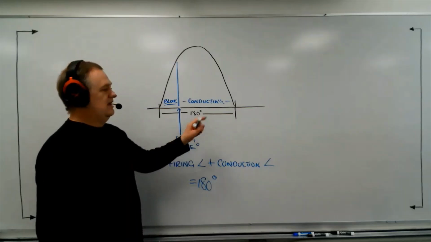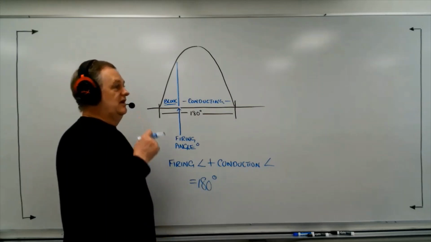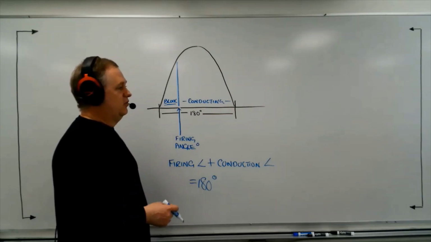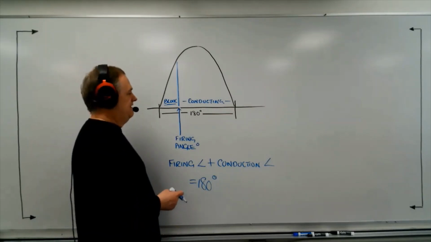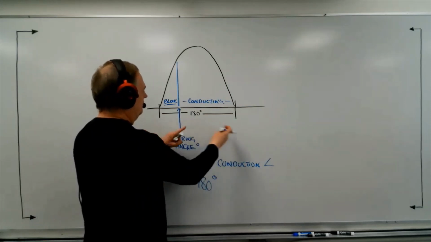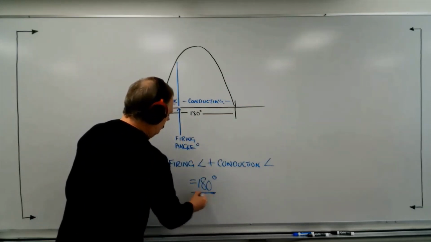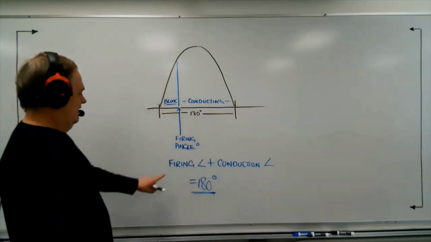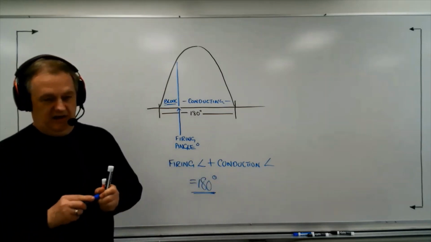What do you do if your conducting angle is 25 degrees? Let me see. You want to know the firing angle. So you go 180 minus 25. That means your firing angle must be 155 degrees. So you can always figure this out and work it back and forth. Realize you're managing one complete alternation that is 180 degrees in length, and your firing plus conduction always equals that entire alternation.